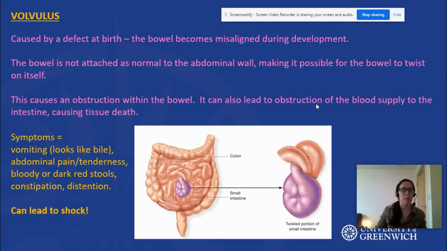So let's read a little bit about it. It's caused by a defect at birth. It's not attached as normal to the abdominal wall, and that makes it possible for it to twist. So this is something that happens before the baby is born. It's a defect. So the intestine is not stuck to the abdominal wall, bits come away, and that makes it able to get twisted around each other. Once that bowel becomes necrotic with a lack of blood supply, the tissue is going to die in there. All right, so that's a bit of necrotic dead tissue within this baby.